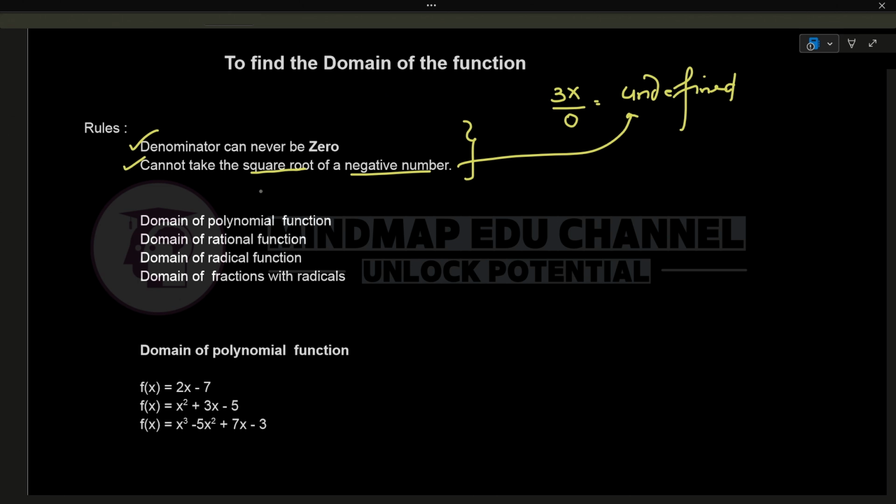In today's class, we will concentrate mainly on finding the domain of a simple polynomial function. The second one, how to find the domain of a rational function. Rational function means where you will have a numerator and a denominator. Domain of a radical function. Radical function means where there will be an expression under the root. And the domain of fractions with radicals, where you will have the fraction along with the radicals, that means along with the roots, and that root can be either in the numerator or in the denominator, or it can be in both the numerator as well as the denominator.